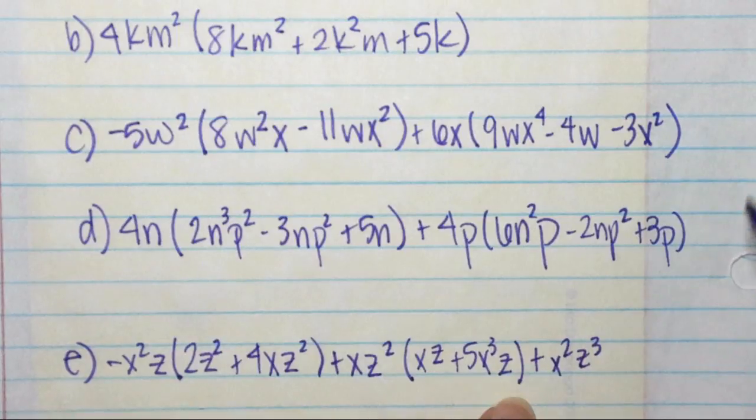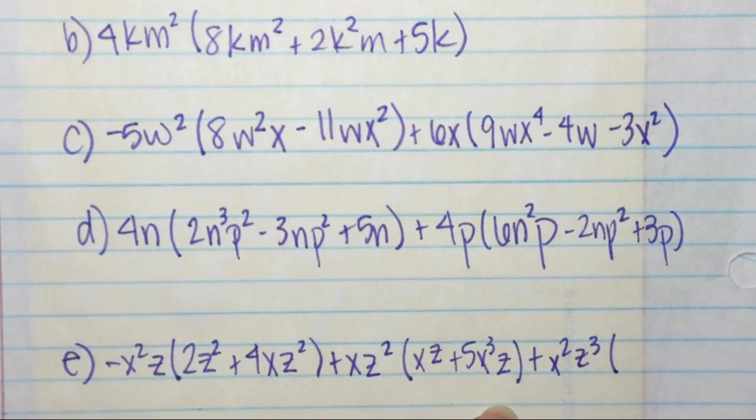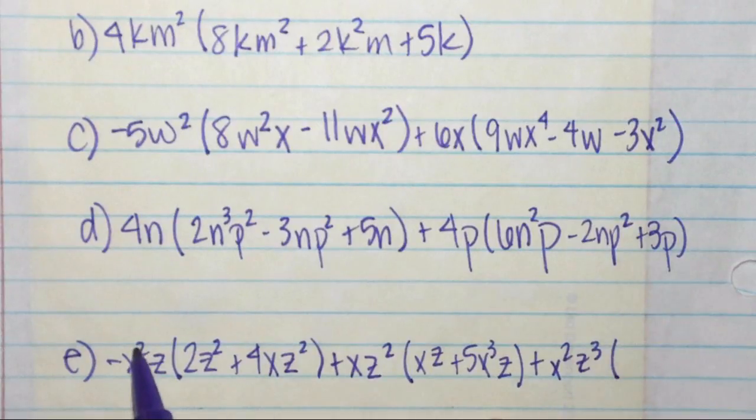Wait, is that x to the z? No, there's a line through it. Squared, squared, squared. That's x times z. That's what I'm talking about.